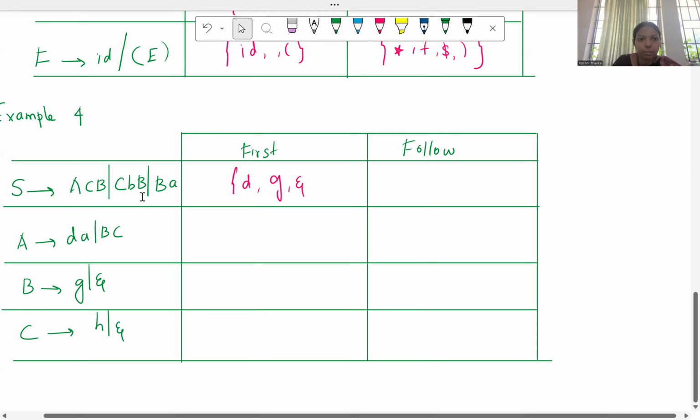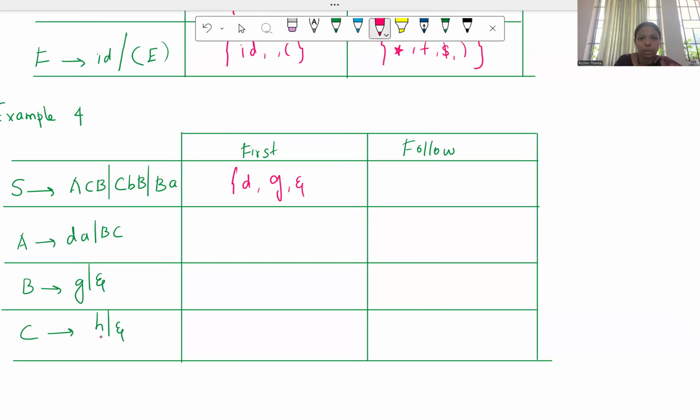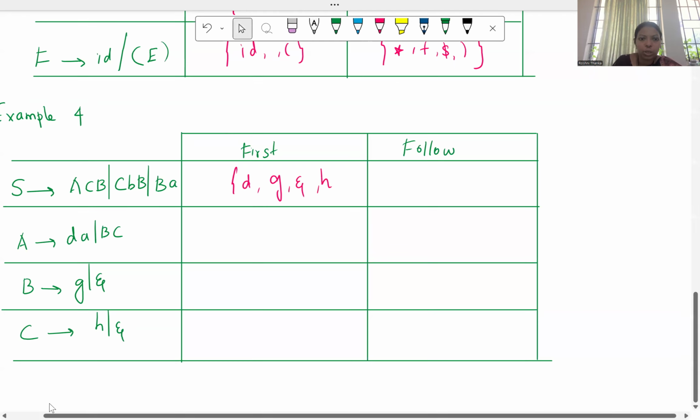Now S can be C, B, this also. So capital C is a non-terminal. So go to capital C, and for C you have another option, H. And epsilon is already there. Now S has another production, capital B and small a. If I read, this is a non-terminal. So go to B. B means G and epsilon. G and epsilon are already there. So we have all this: D, G, epsilon, H, and that's it, right? So all are there.